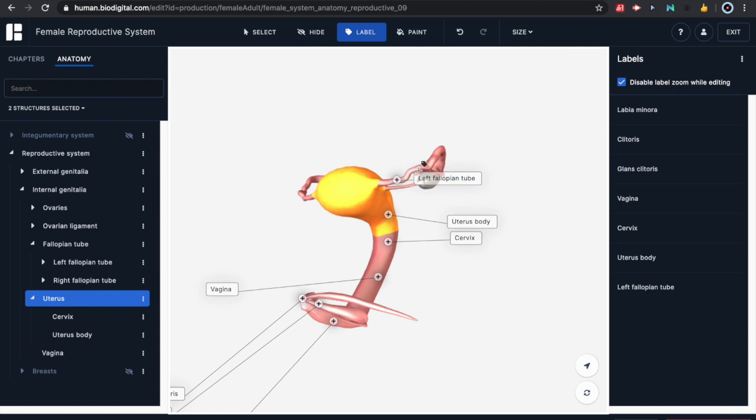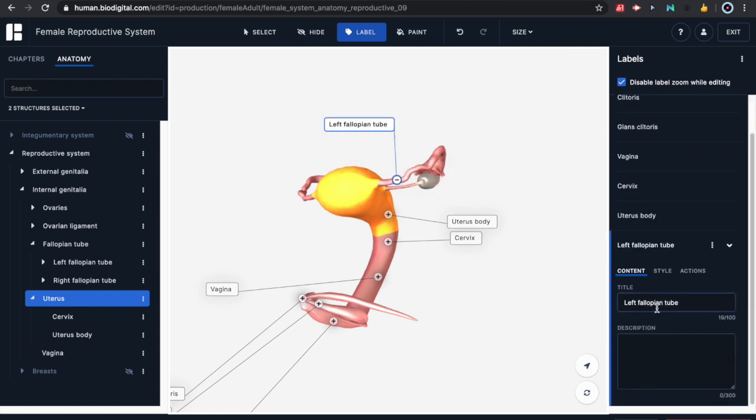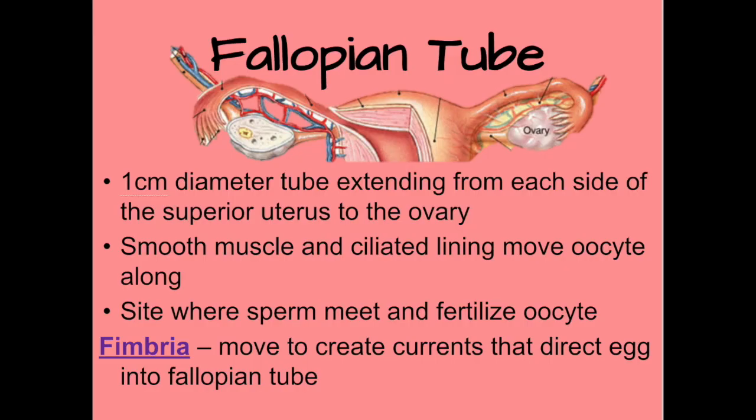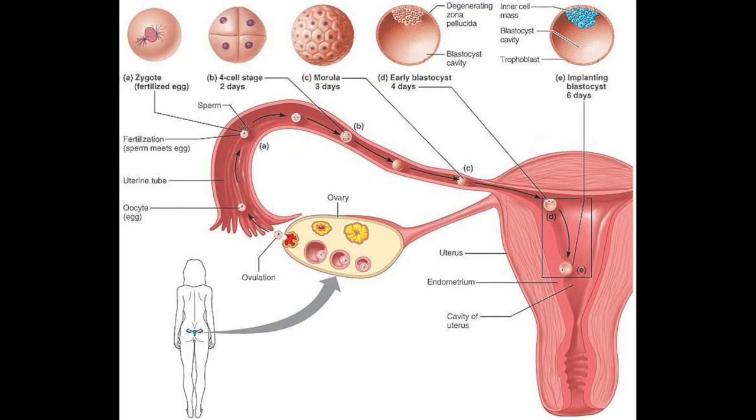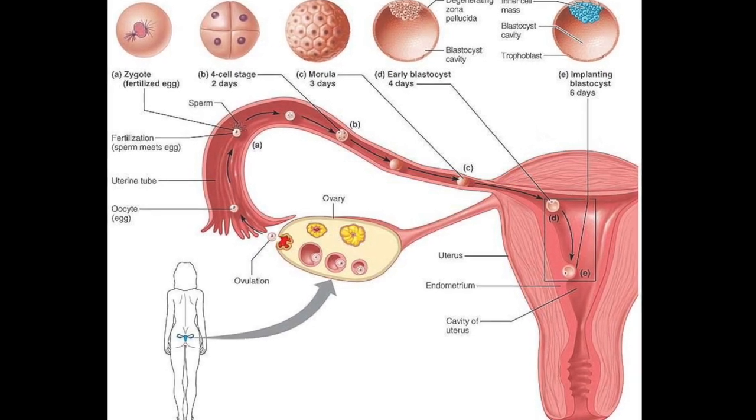It is a narrow tube that extends from the superior portion of the uterus, both left and right corners, all the way to each of the ovaries. It is made of a smooth muscle lining that helps to contract and move the egg forward. It's also lined with ciliated epithelium, which will also help to propel the oocyte or the egg forward. It is the site where the sperm is going to meet and fertilize that egg. It is also the site for the first few cell divisions.